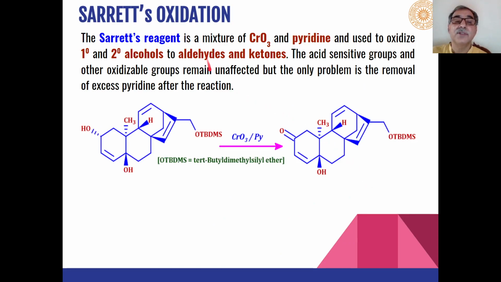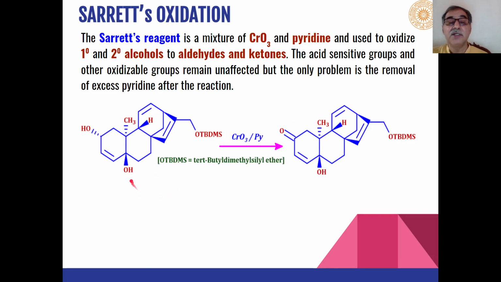The next is Sarett oxidation. As I have told you, chromic anhydride in pyridine is called Sarett reagent, and a mixture of these two is used to oxidize primary and secondary alcohols to aldehydes and ketones respectively. And here also acid sensitive groups and other oxidizable groups remain unaffected, and that is why this is again an example of a selective oxidant. You can see over here, this is a tertiary alcohol. This is a tertiary allylic alcohol, but with Sarett reagent, you can see that only this secondary allylic alcohol is oxidized to an alpha beta unsaturated ketone, and this tertiary alcohol is not affected.